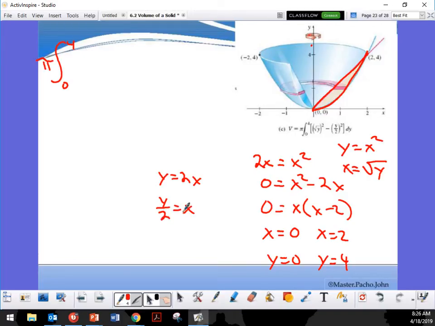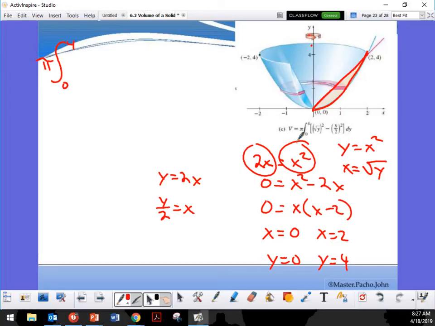Wait, where do we plug in 0 to find y? Oh, either one. It's either this one or this one. Those are both my functions, right? Yeah, those are both my functions. So plugging in here, 0, I get 0. Plugging in here, I get 0, right? Same thing for here. Plug it in here, I get 4. Plug it in here, I get 4.